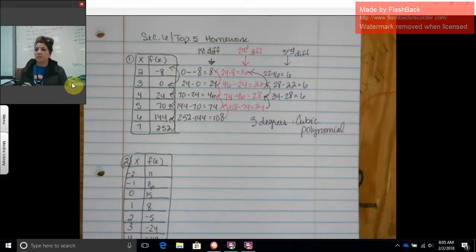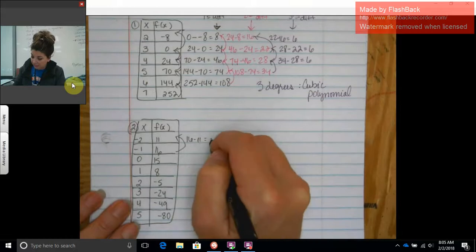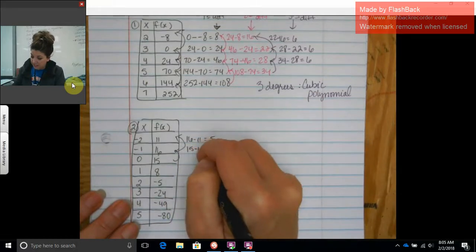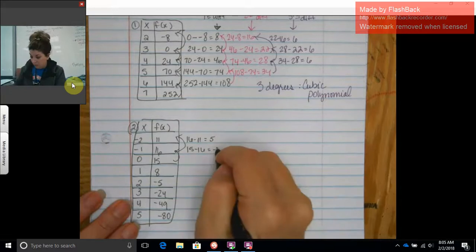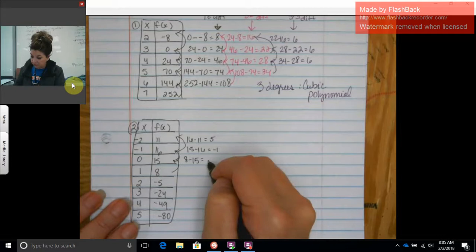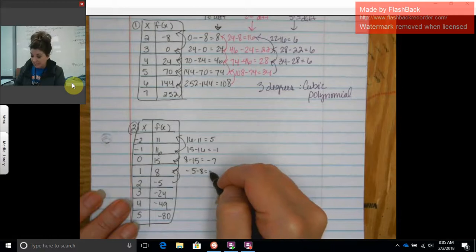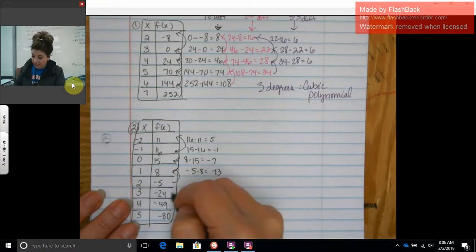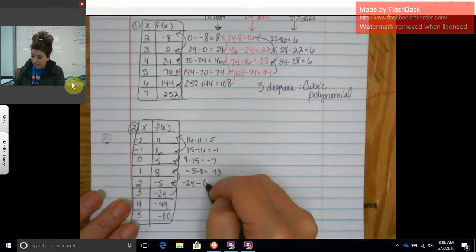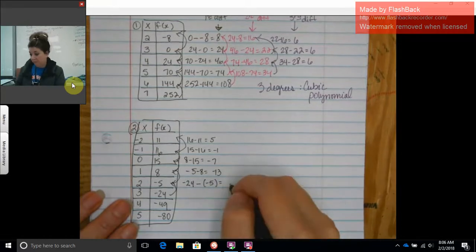How many degrees does it have? Before we start, y'all tell me. 2? Okay. Let's see. What's 16 minus 11? 5. 15 minus 16. Okay, so we know it's not 1 degree. 8 minus 15. Negative 7. Negative 5 minus 8. Negative 13. Negative 24 minus a negative 5. Now that's going to be negative 24 plus 5, right? Double negative makes positive.